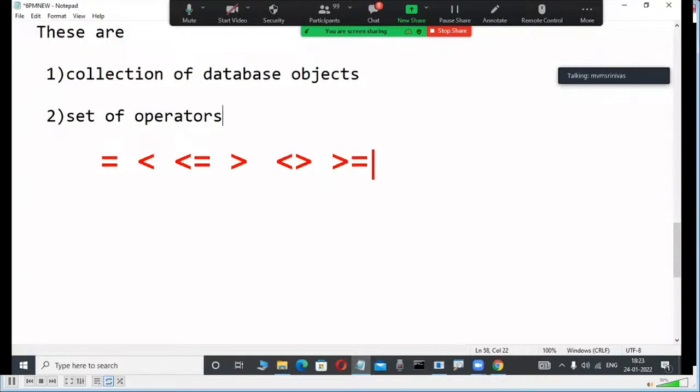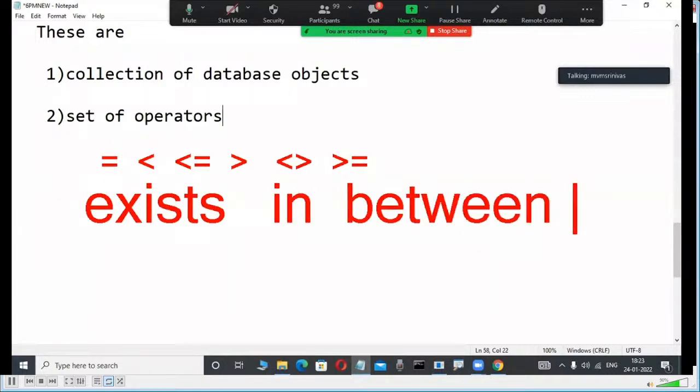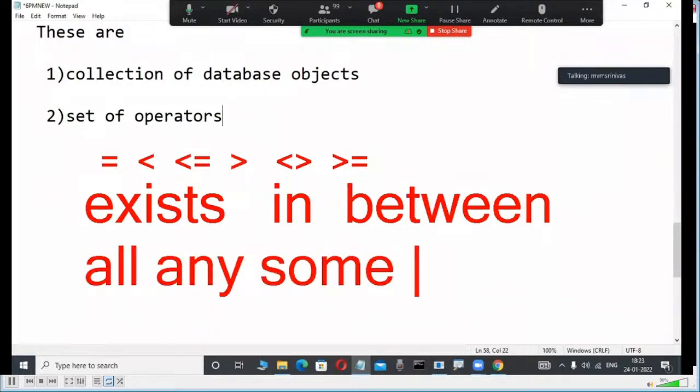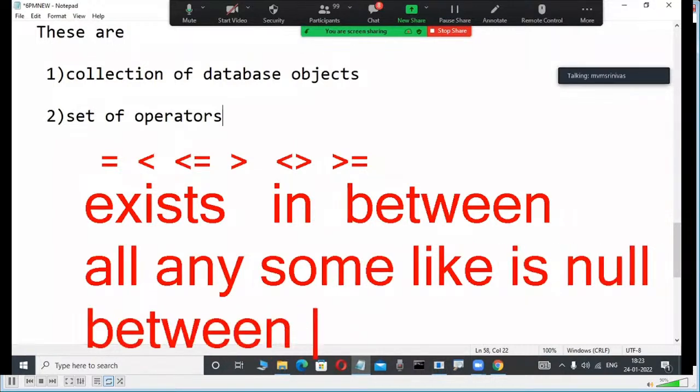We are thinking of not only these operators, but also a set of operators, different operators in every relational data model. Suppose EXISTS is an operator. IN is an operator, BETWEEN is an operator. So many operators are there. ALL is an operator. ANY is an operator. SOME is an operator. LIKE is an operator. IS NULL is an operator. This type of so many special operators are there. These are special.